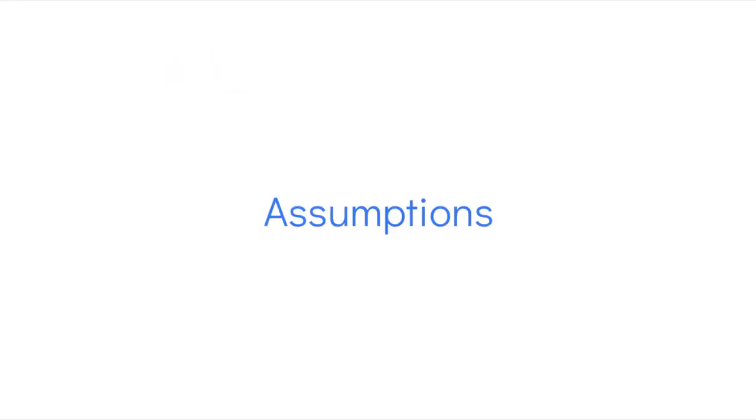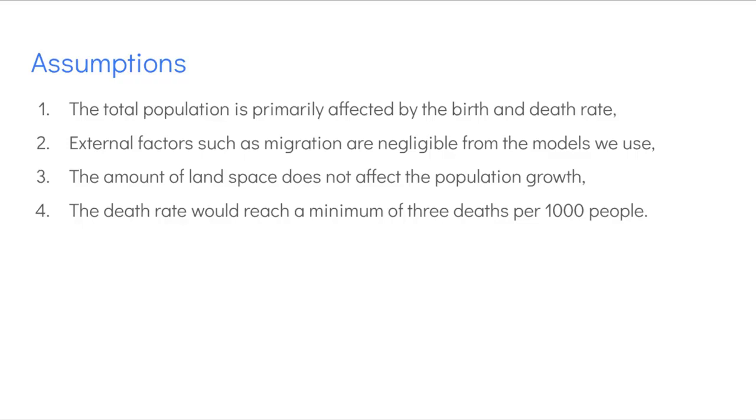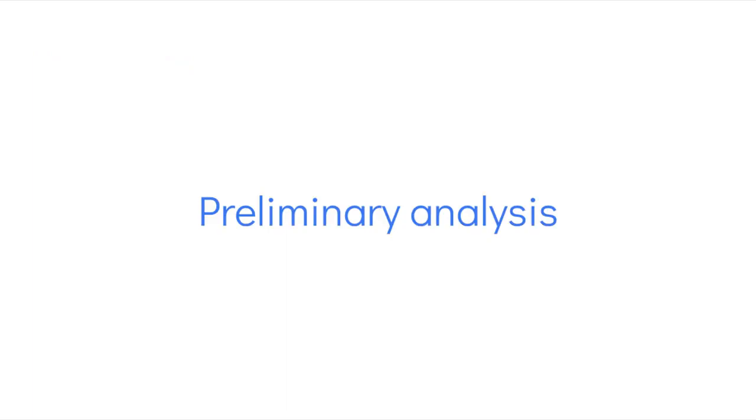These are our assumptions. First, we are assuming that the total population is primarily affected by the birth and death rate. Secondly, we assume that the external factors, such as migration, are negligible from the models we use. Thirdly, that the amount of land space does not affect the population growth. And lastly, that the death rate will reach a minimum of 3 deaths per 1,000 people. After we've made our assumptions, we moved on to our preliminary analysis.